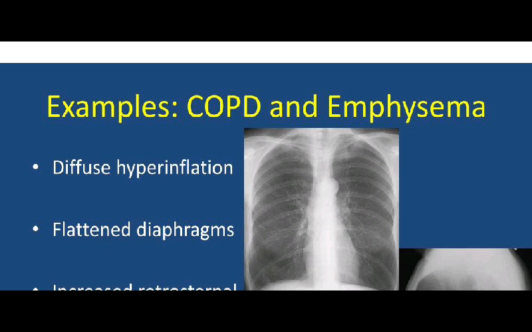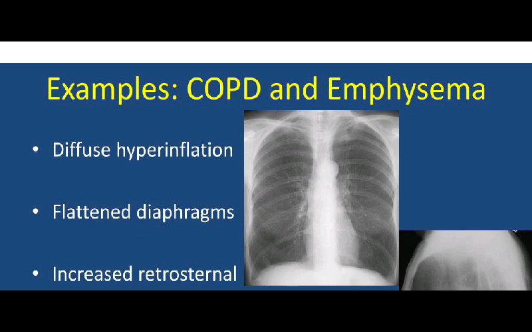It can't recoil back, so the volume of the lungs is increased. That is why they find it difficult to breathe out. They can breathe in, but breathing out becomes a problem, and they continuously cough.